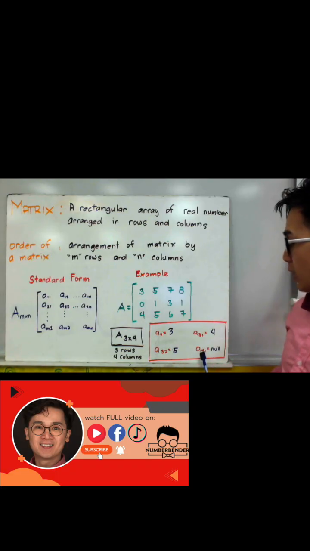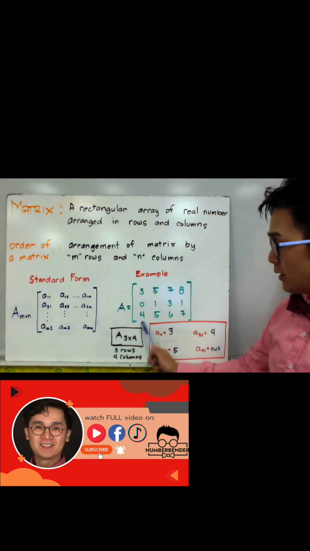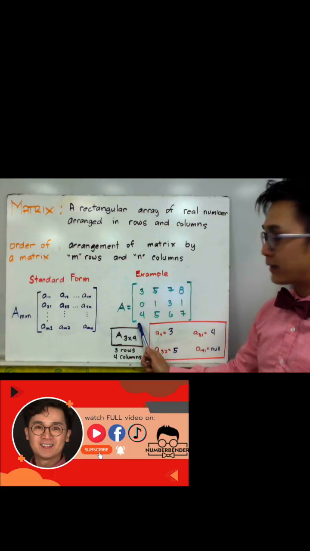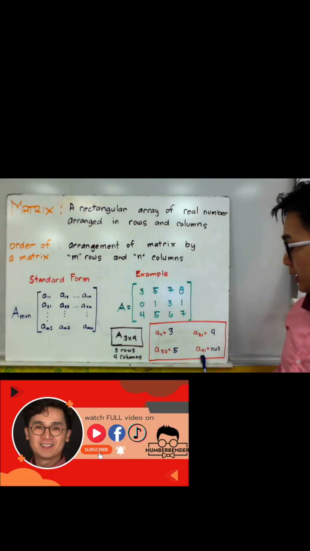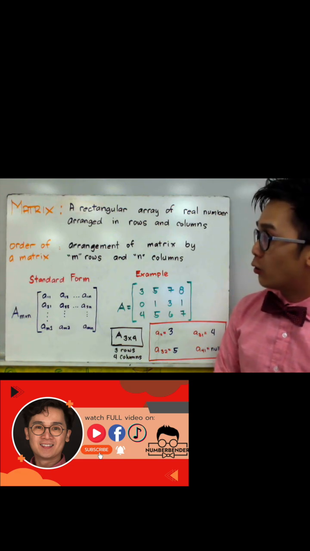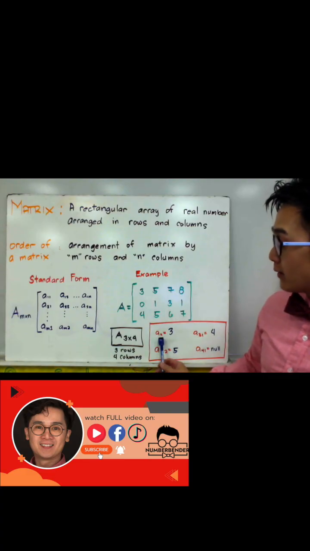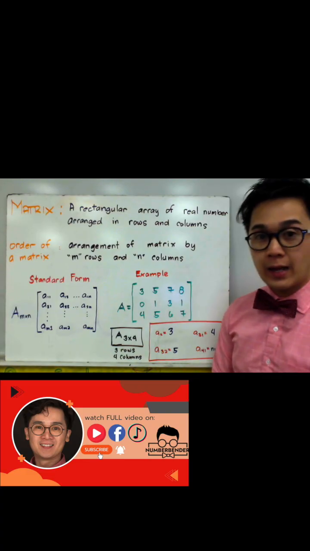And if we need to find A sub 4 1, which means fourth row, 1, 2, 3, obviously the fourth row is not here in our m by n matrix. Therefore, this particular entry is null, which means it is empty because it is not in our m by n matrix. And this is how we understand the order of a matrix and how we locate a specific entry in a given m by n matrix.